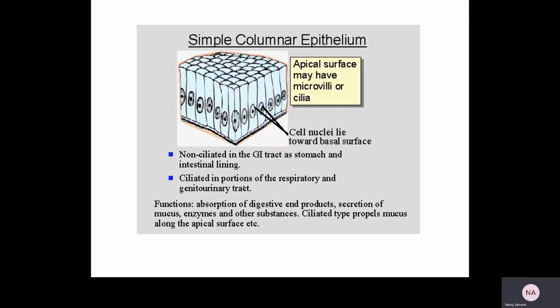Simple columnar epithelium, you will have those tall shoebox-shaped cells. Notice that you have a lot more cytoplasm, and that will be important for things like processing nutrients. You may also have a couple of modifications to the apical surface, which would be cilia or microvilli, depending on where these cells are found.